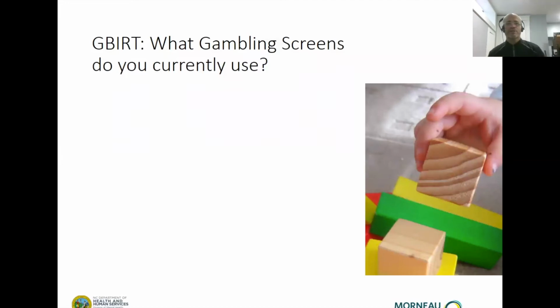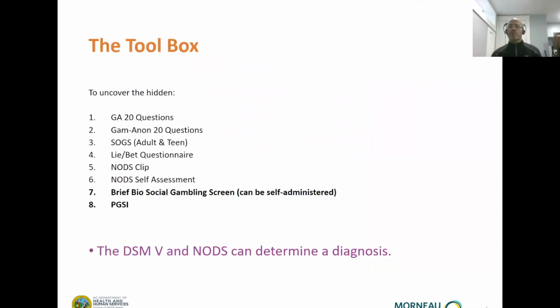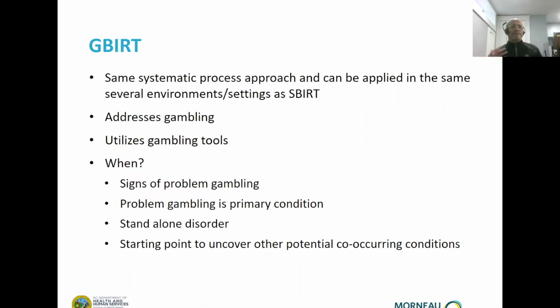Okay, so now let's look at the GBIRT, which is kind of the SBIRT for problem gambling clients, right? Now, in our SureBet 1 and 2 series, 1 through 6, we go through these screening tools. I added 7 and 8, which from this particular training that I resourced for this webinar, they use, and I agree with, the brief biosocial gambling screen and the PGSI, the Problem Gambling Severity Index. Remember, this is a template. The GBIRT is a template just like the SBIRT. It's the same systematic process approach that can be applied in the same several environments and settings as SBIRT.